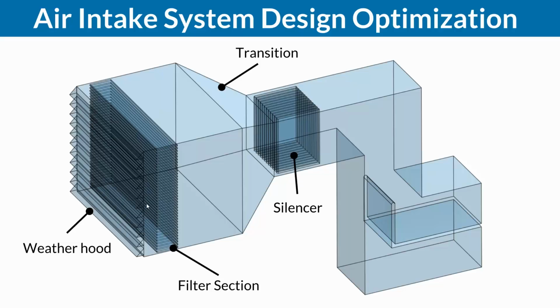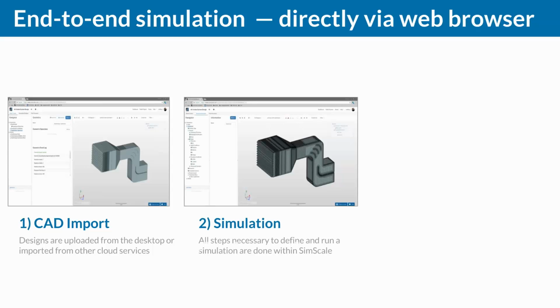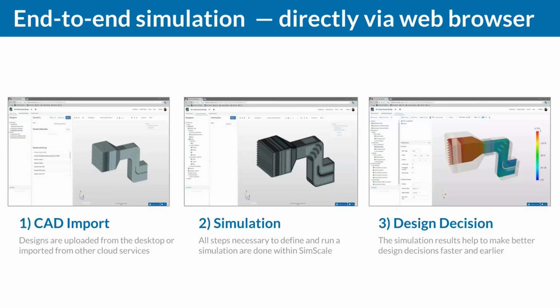We saw it already: weather hood, filter section, transition, silencer, and then we're going to move it down here. And because it's supposed to be a very short webinar, so we only have half an hour, I won't show that in detail. But just to give you the feeling for such a simulation process with SimScale, we're going to bring that CAD model into SimScale. We're going to generate a computational grid for that model, and then we're going to set up a simulation for it.